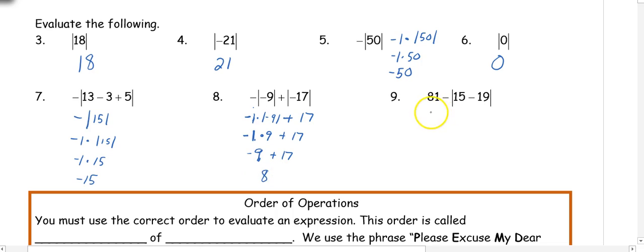Number 9, 81 is not in the absolute value, so it just stays as 81. 15 minus 19 is -4. The absolute value of -4 is just 4. So 81 minus 4 gets us 77.